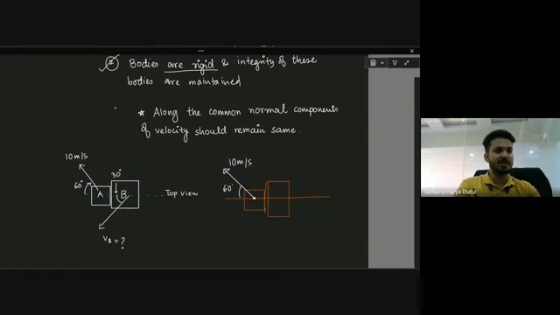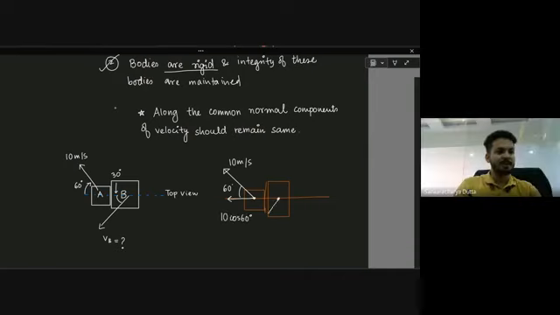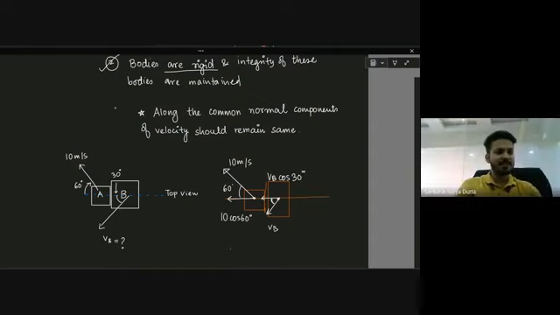So if this is 60 degrees, the component of this velocity along the normal is how much? 10 cos 60. Similarly, block B, if it is going like this, VB, and this angle here being 30 degrees, how much will be this component along the common normal? VB cos 30. So you'll have to say, 10 cos 60 should be equal to VB cos 30.